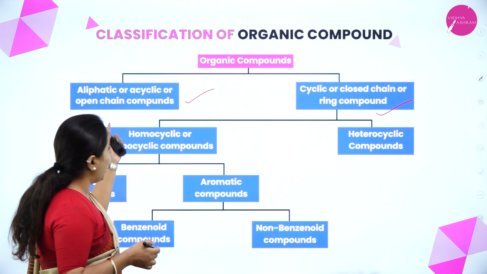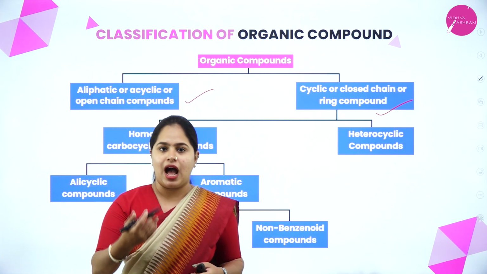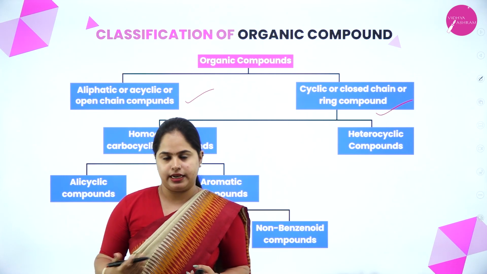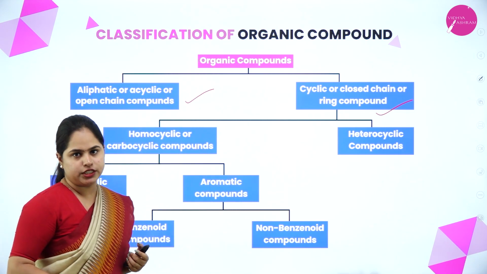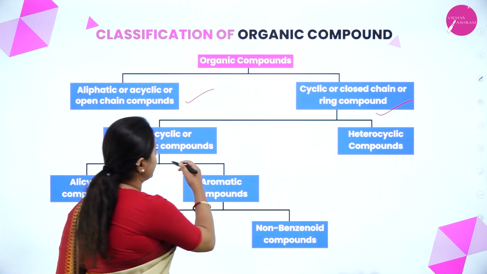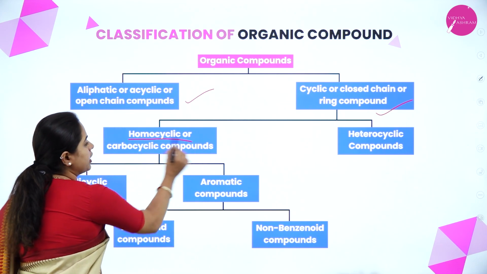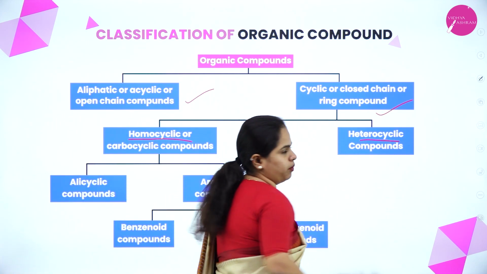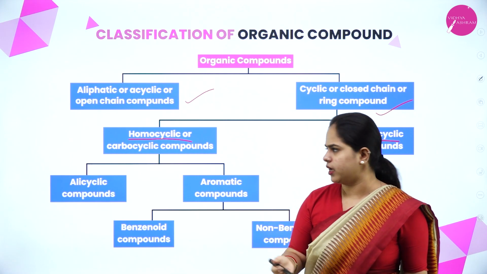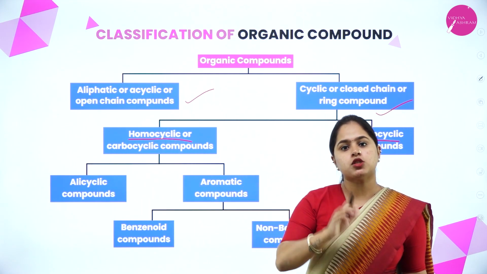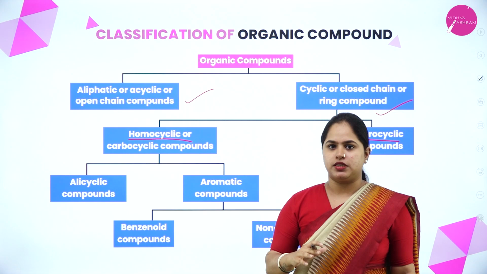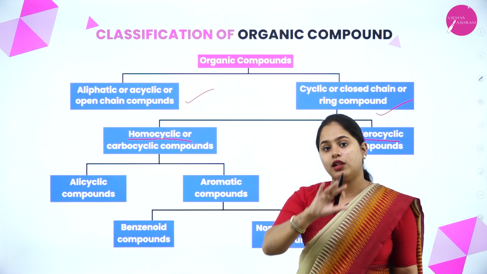Now this aliphatic can be further classified into alkanes, alkenes and alkynes. You are already familiar with what alkanes, alkenes and alkynes are. So that comes under aliphatic. Now the cyclic organic compounds are further classified into homocyclic and heterocyclic. Okay, now what is homocyclic? In cyclic compounds itself there are two types, homocyclic and heterocyclic. As the name suggests, homo means only one type of atoms will be present. That is, in the cycle only carbon atoms will be present. There won't be any other atoms there. All the atoms will be the same.